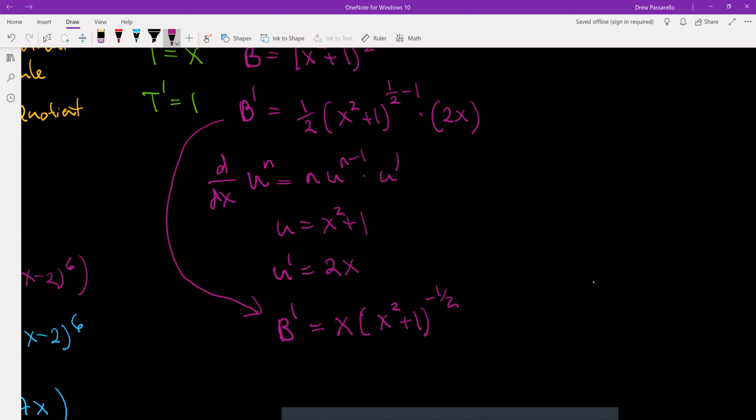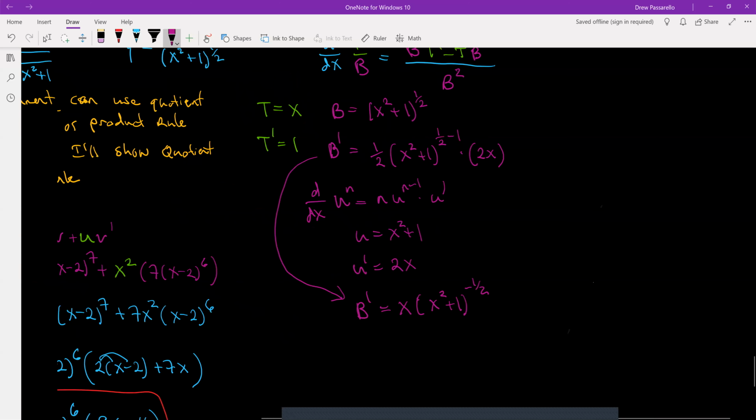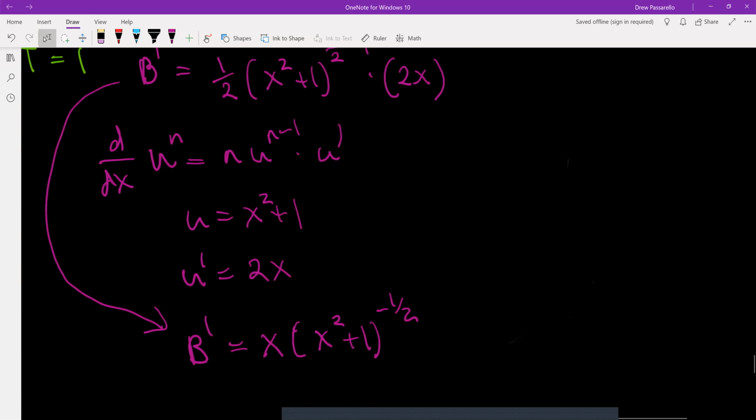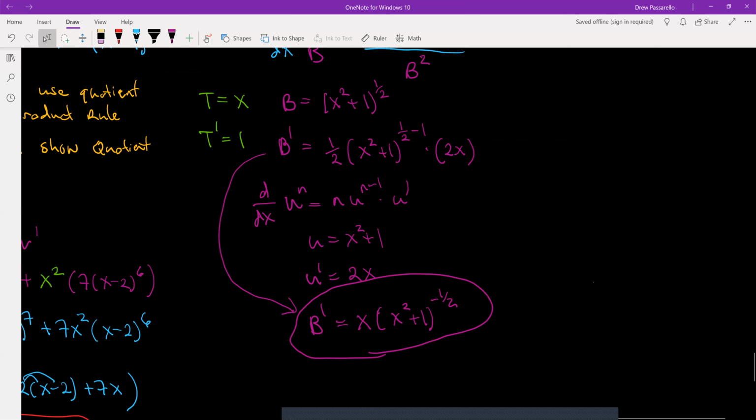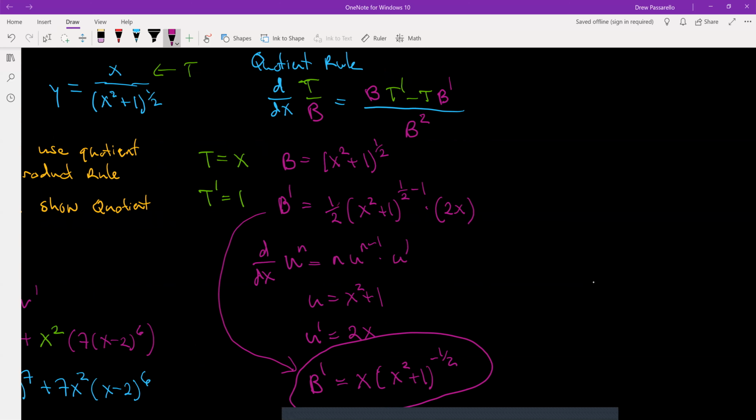All right, I'm going to leave it like that for a second, and then I'll worry about the negative exponent when I plug it in. So let me circle what I'll be plugging in. This will be what I use for b prime. I divided out 1/2 with 2, so that just left me with x. 1/2 minus 1 is negative 1/2, so that's why it's a negative 1/2 power. And then I'll plug this in for b, and then t is x, and then t prime is 1. So that's everything that I'm going to plug in.